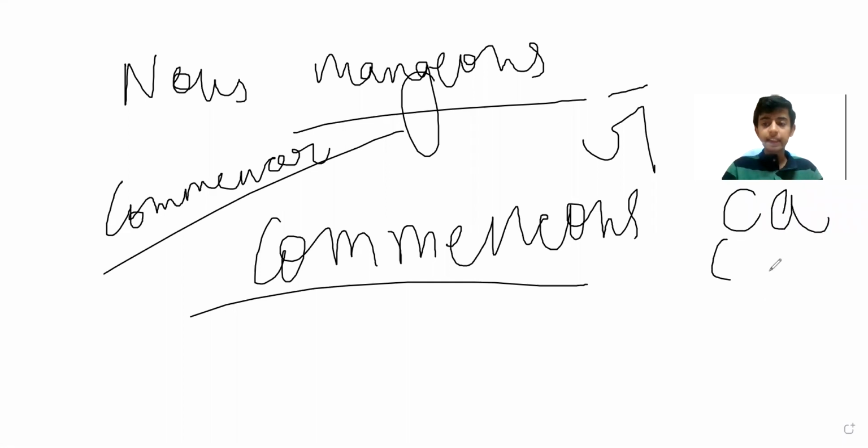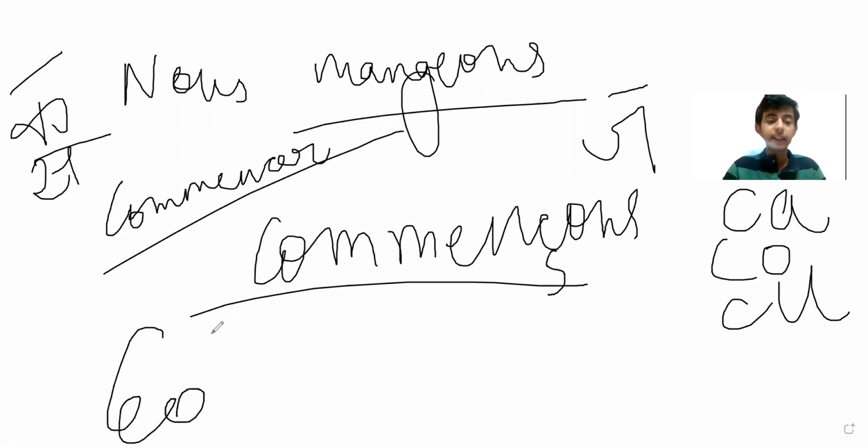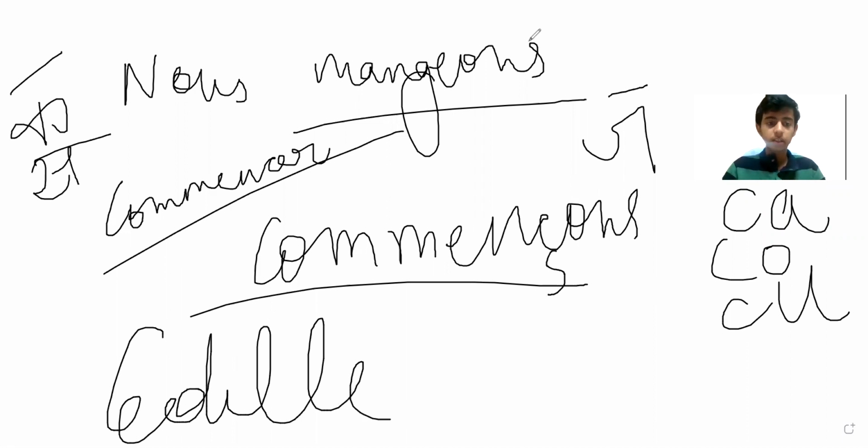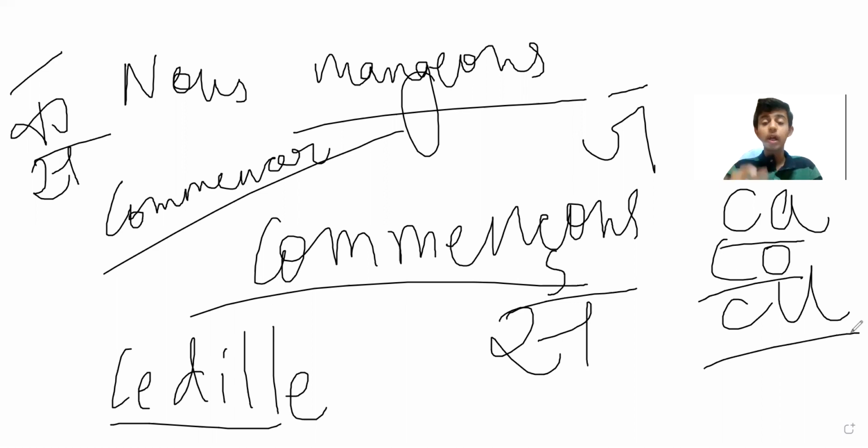If we have CA, CO, and CU, then it gives the sound of K. But here we need the sound of S. So what do we do? We put an accent below C, and this accent is called accent cédille. This gives us the sound of S in front of A, O, and U. So these were some exceptions, and every other ER ending verb follows the same rule. Which rule? First remove ER and add the endings E, ES, E, ONS, EZ, and ENT.